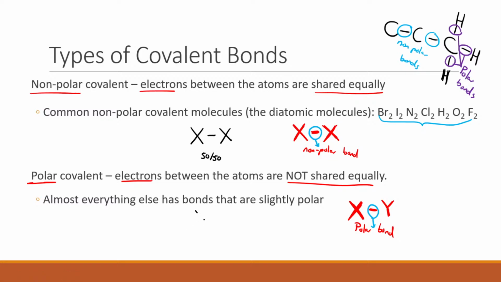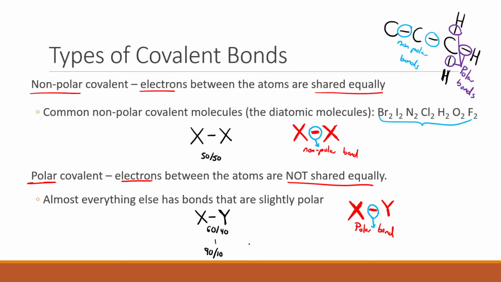In a polar bond, the electrons are not shared equally. One of these elements has a stronger pull than the other. Because of that, the electrons are closer to one element than the other. So the sharing is anything but 50-50. It could be slightly closer to X than Y. It could be very close to X and very far from Y. And anything in between.